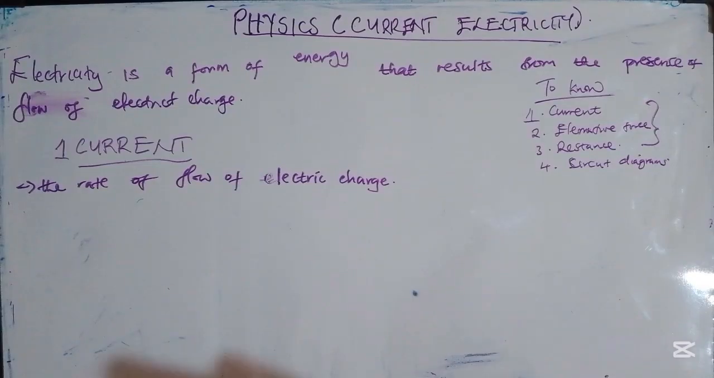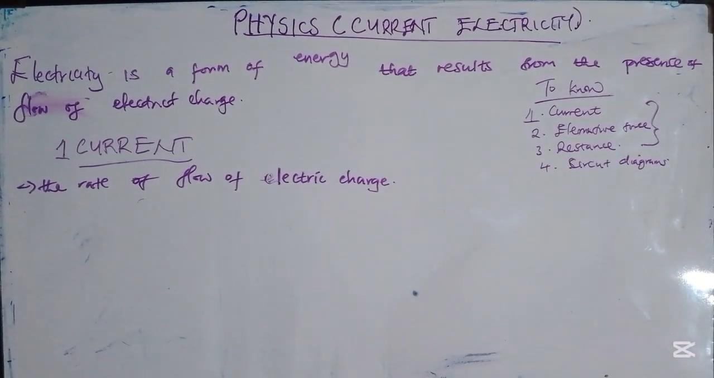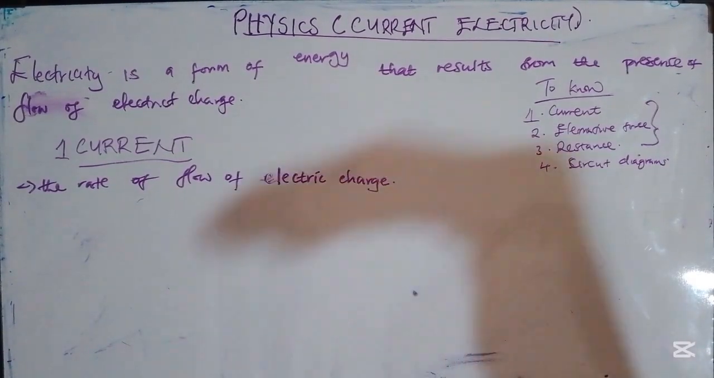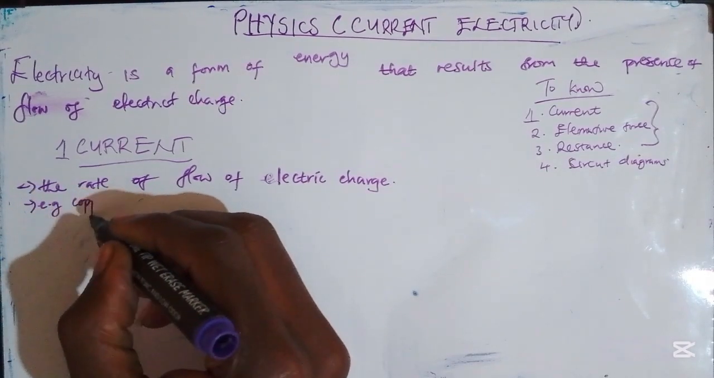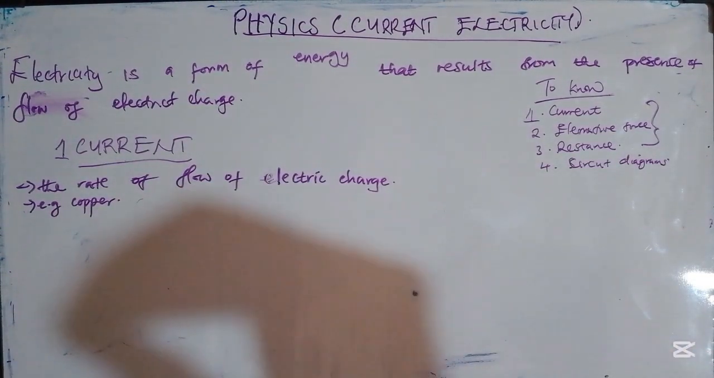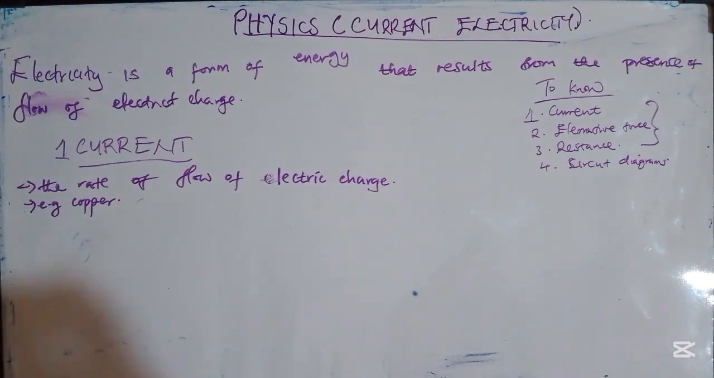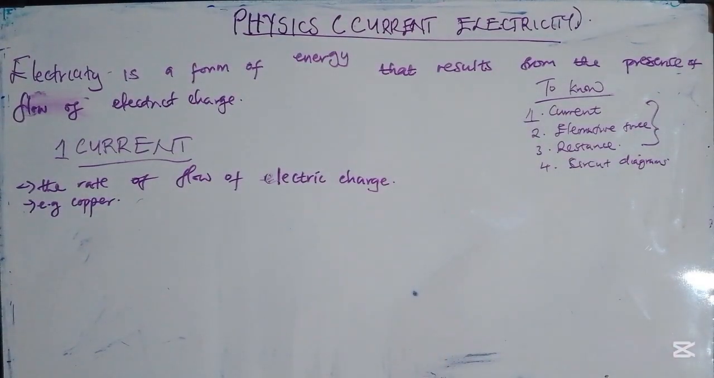So what carries this current? Current is basically carried by an electric conductor. We have good conductors and bad conductors. An example of a conductor which can carry current is copper. Copper can carry current throughout the circuit. That's why you have those copper wires inside your chargers, so that current is carried from the power source, which is the socket, to your phone.